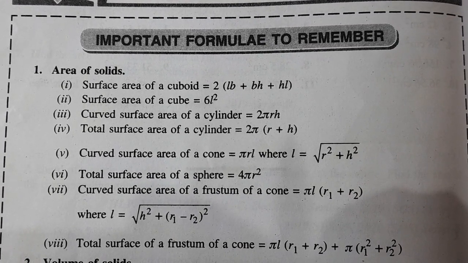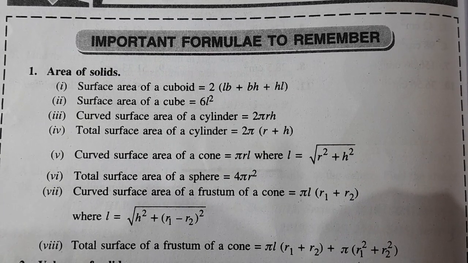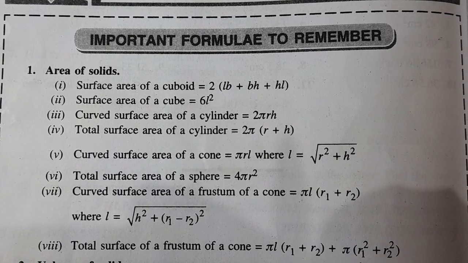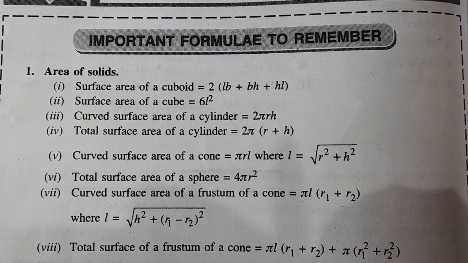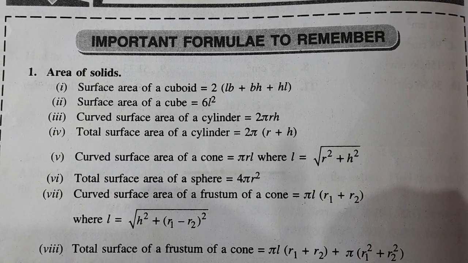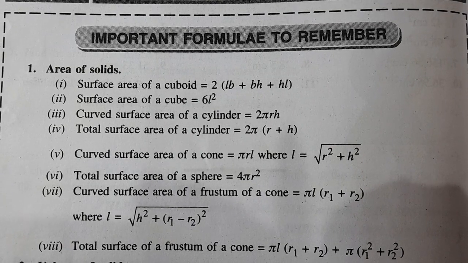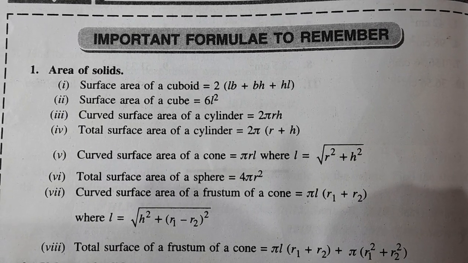That is surface area of the cuboid, that is equals to 2 into LB plus BH plus HL, where L is the length of the cuboid, B is the breadth, and H is the height. Second formula is surface area of a cube. If L is the side of the cube, the formula is 6L square.